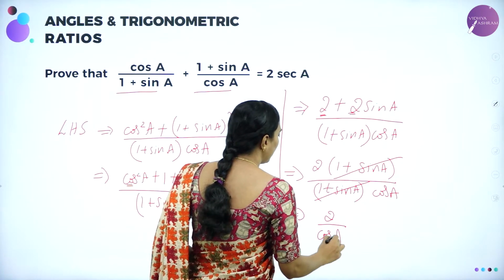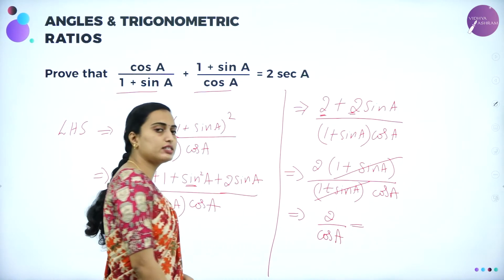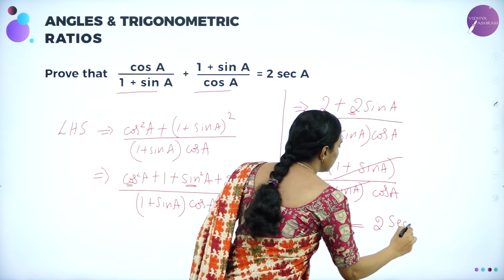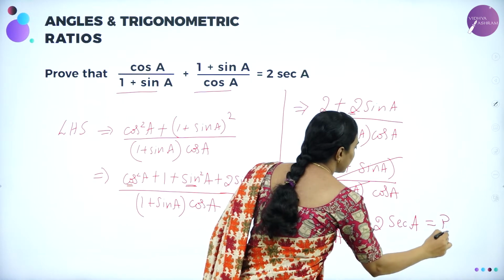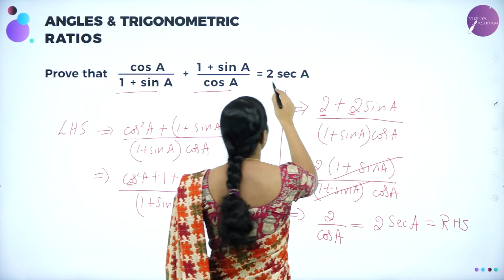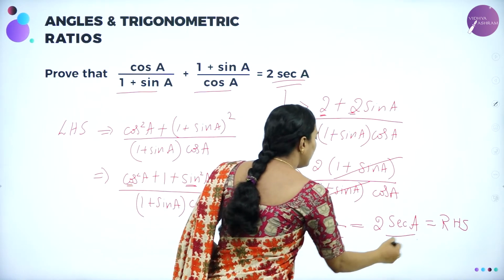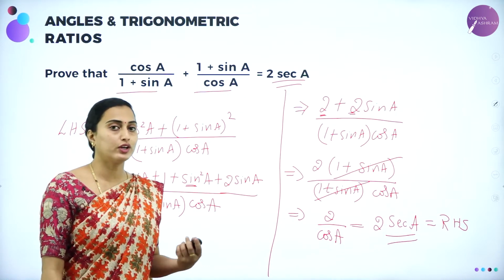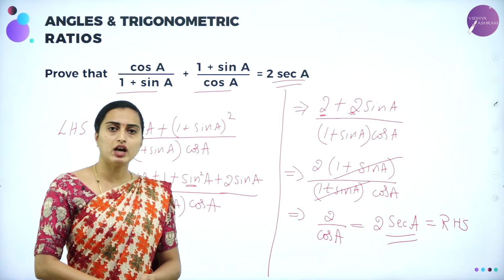But what is 1 by cos A? 1 by cos A is nothing but secant A. Therefore, 2 into secant A. That is your right hand side. Correct? That's what they have asked you to prove. We got 2 into secant A as the answer or the proof. I hope you got this problem. We'll move on to the next one.